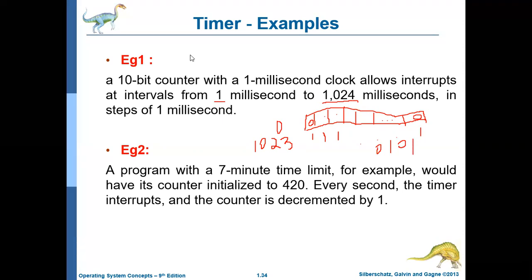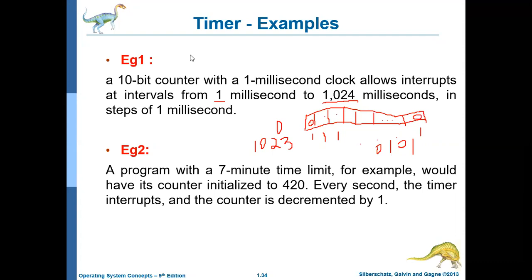0101. So this is 5. So the last 4 digits, that is the least significant bits, will be 0101. Remaining all bits will be 0. Okay, so here what will happen? You are storing 5. So after 1 millisecond, this will become 4.